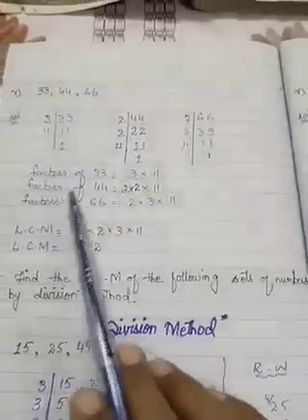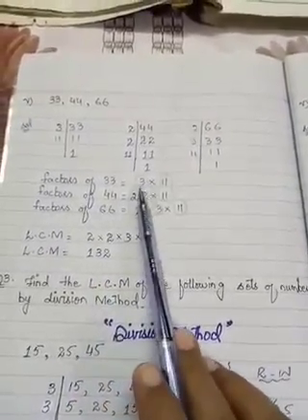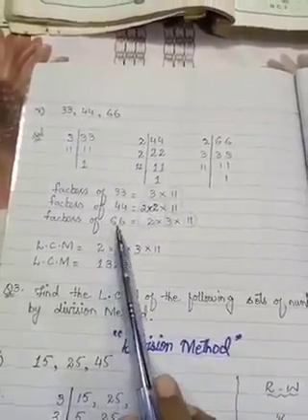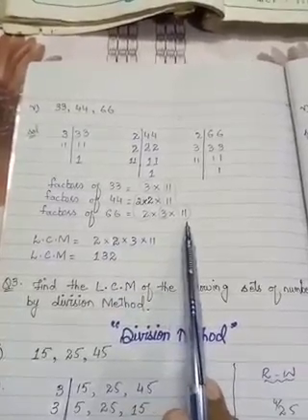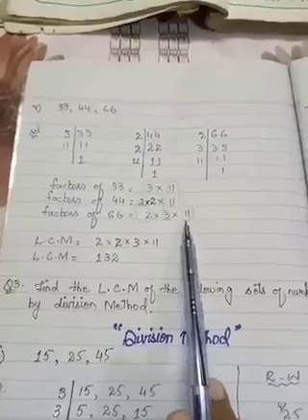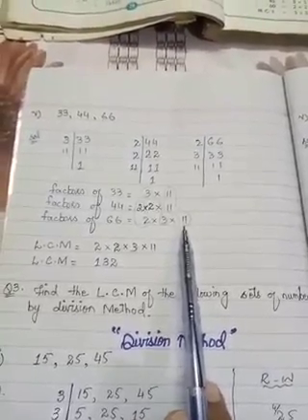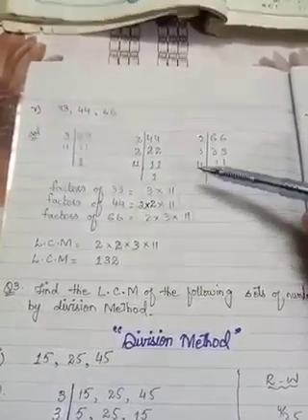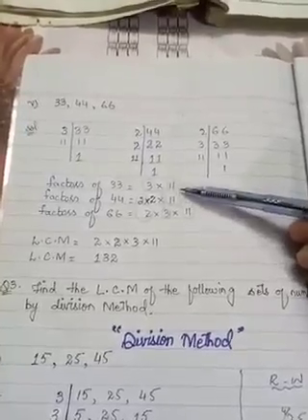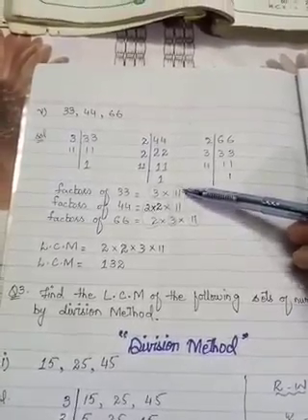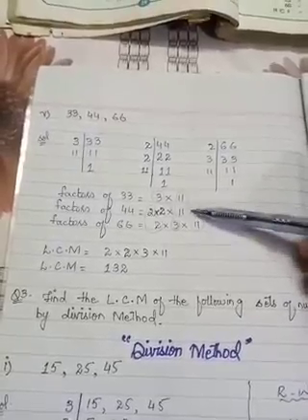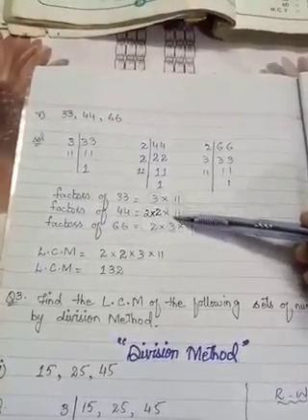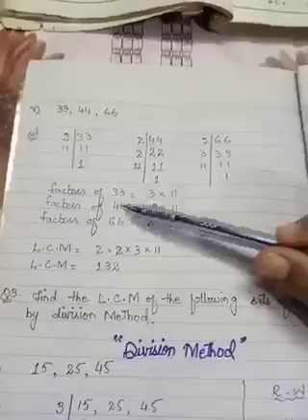In this way, you have the factors of 33, 44 and 66. That is 3 multiplied by 11, 2 multiplied by 2 multiplied by 11, and the factors of 66 are 2 multiplied by 3 multiplied by 11. Now students, what is to remember is how you can make the pairs. You can make the pairs of 2 or 3, whatever, but there should be a pair of the same number. You can see 11 in these 3 numbers, we have 11 as a common factor.